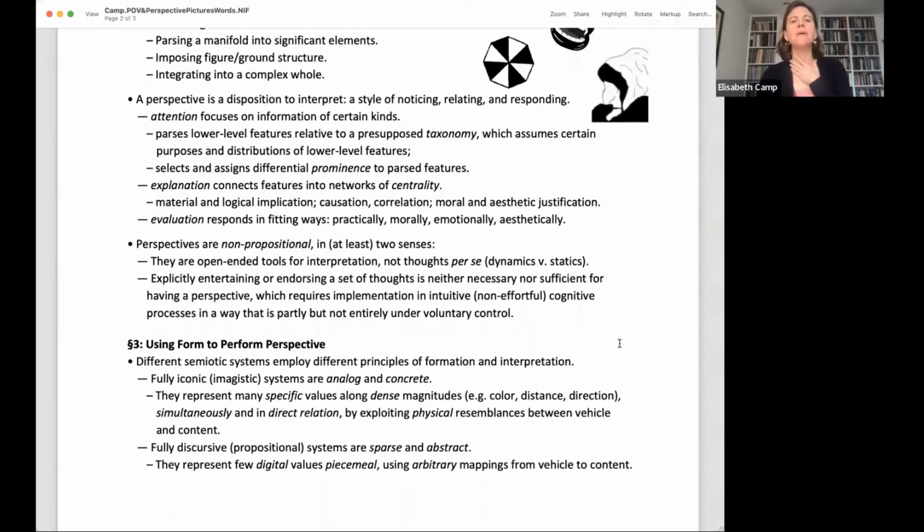Okay, so that's my whirlwind tour through what I think goes into a perspective. I want to draw attention to two ways in which I think perspectives understood in this way are non-propositional. They depart from propositional attitudes, as philosophers at least typically construe them. One is that they're open-ended tools for interpretation, tools for thinking, rather than thoughts per se.